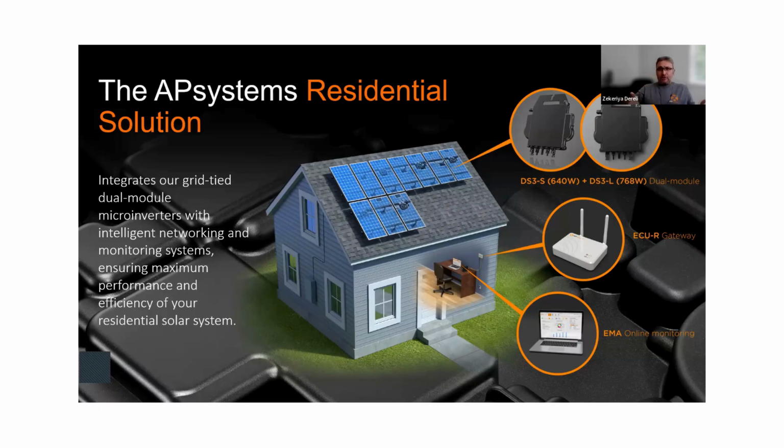Then you will go to the next step, which is the communication. For the communication, you go with the device we call ECU, which is an energy communication unit. For the residential application, you normally go with ECU-R. R stands for residential. It wirelessly communicates with all the microinverters and uploads that data to the cloud. You can also locally access all the inverters through the ECU-R.